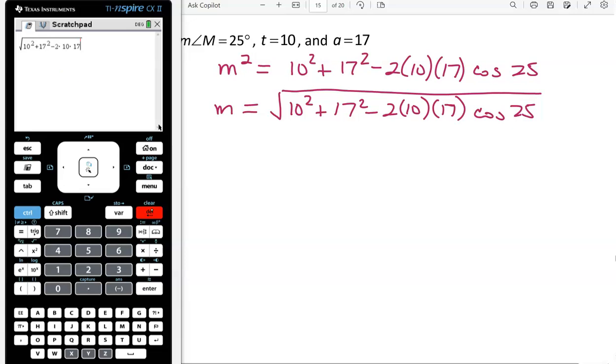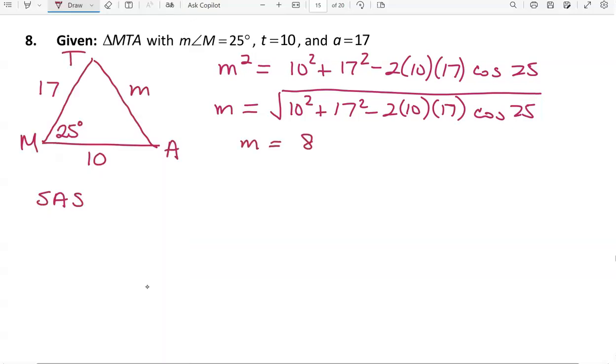I've mistyped. Check your typing as you go. It's easy to mistype. Okay, and that's going to give us an m value of 8.992. That's important to realize. That's not the exact value. When we do the next calculation using this, we're going to have to store this intermediate result.